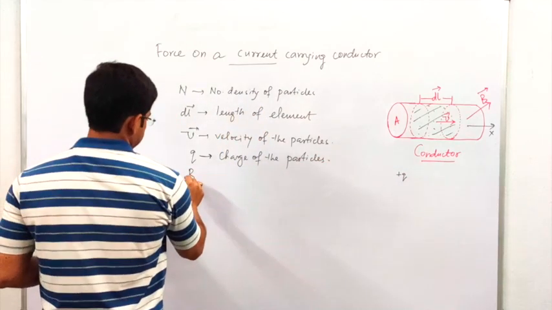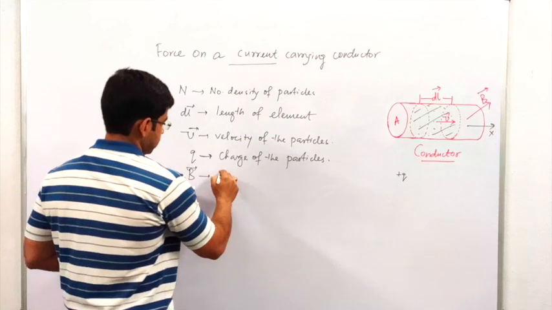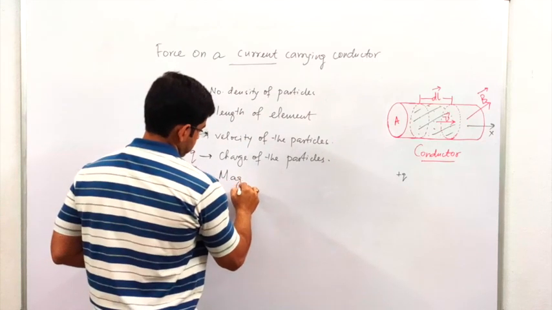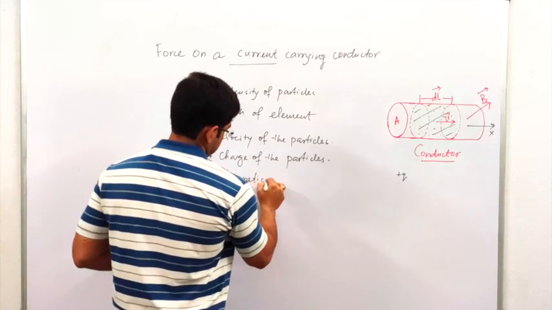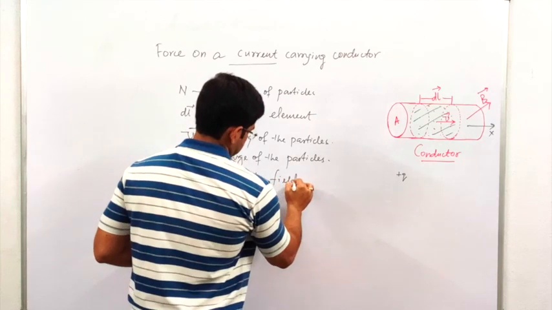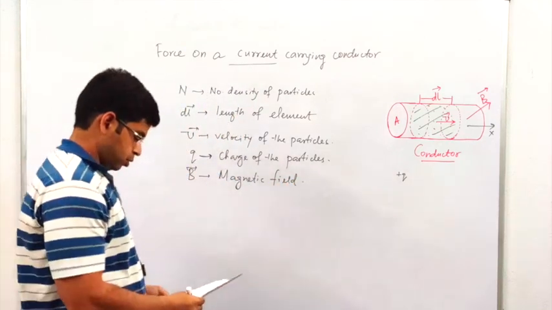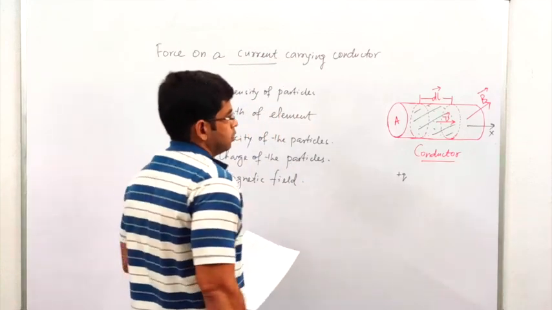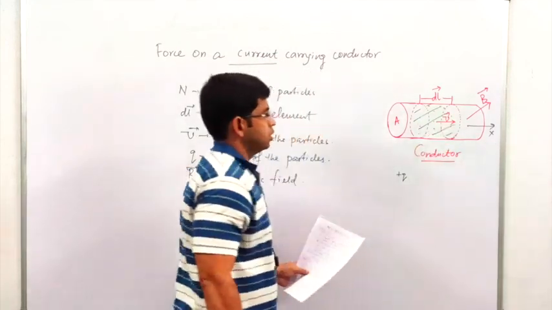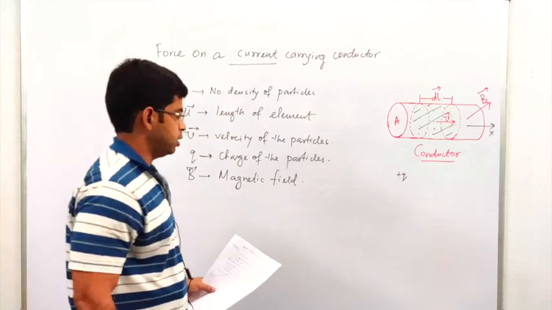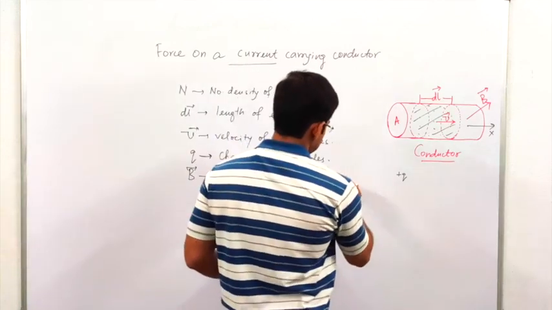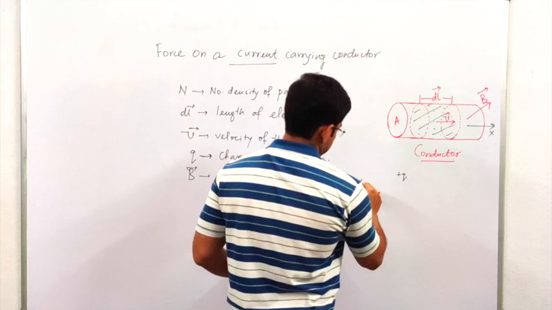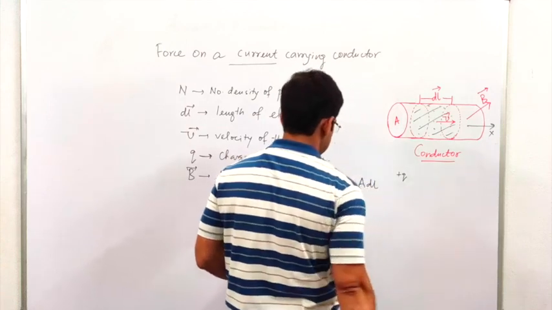And B is the magnetic field in the region of space. So now, what will be the volume of this section of the cylinder? That will be simply A multiplied by dl.